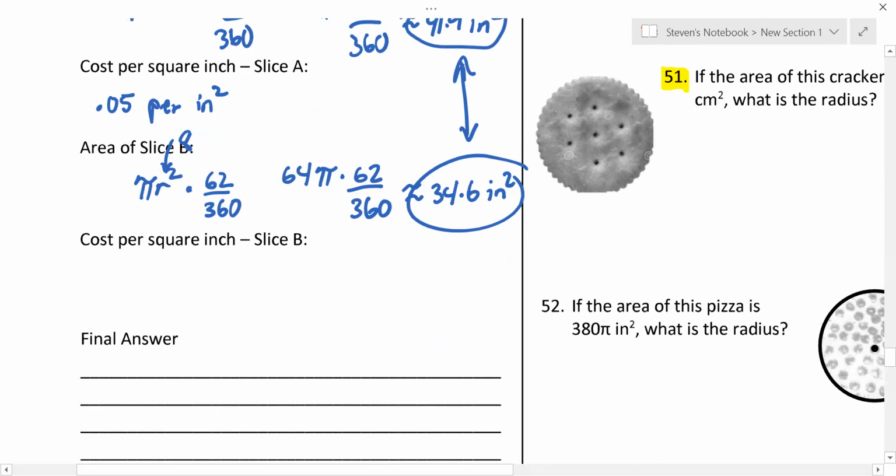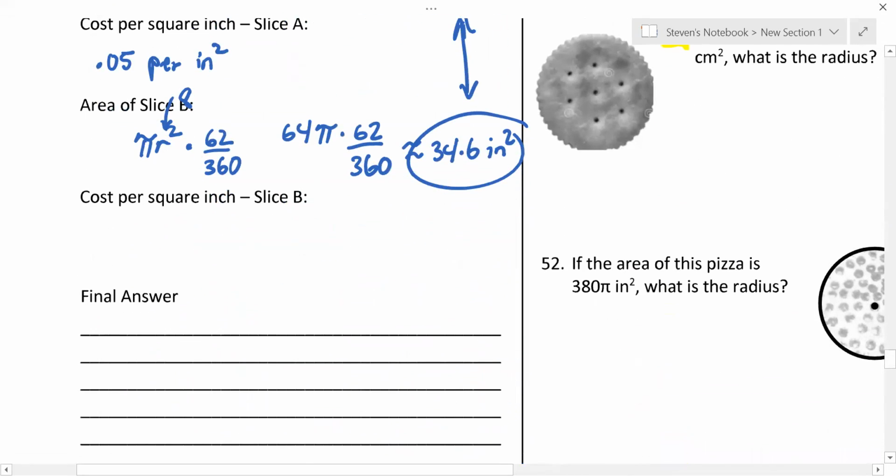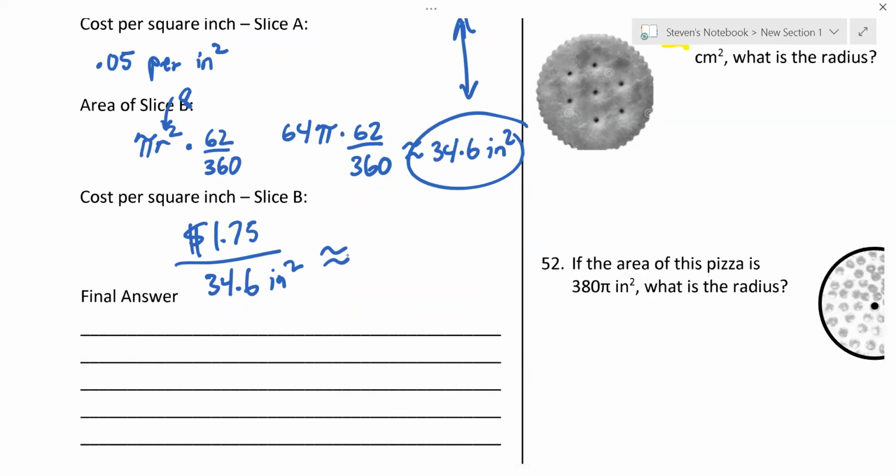So again, I'm going to take the cost of slice B, which is $1.75. So $1.75, and I'm going to divide it by its area, which is 34.6 inches squared, right? So $1.75 divided by 34.6 gives me 5 cents. Look at that.